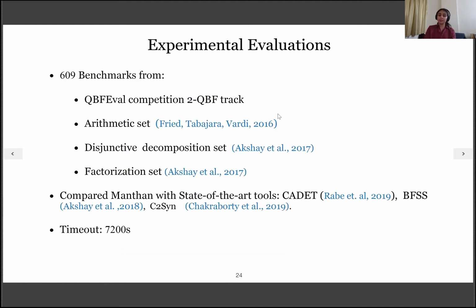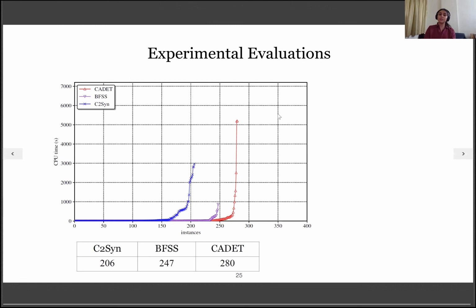So we compared Manthan with the state-of-the-art tools CADET, BFSS, and C2Syn over 609 publicly available benchmarks from diverse suites within a timeout of 7200 seconds. So the plot here is a cactus plot with the y-axis being the CPU time and x-axis being the number of instances solved. A point x, y represents that x many instances were solved by a solver in less than or equal to y much time. As we can see here, the state-of-the-art tools could solve at most 280 instances out of 609 instances.